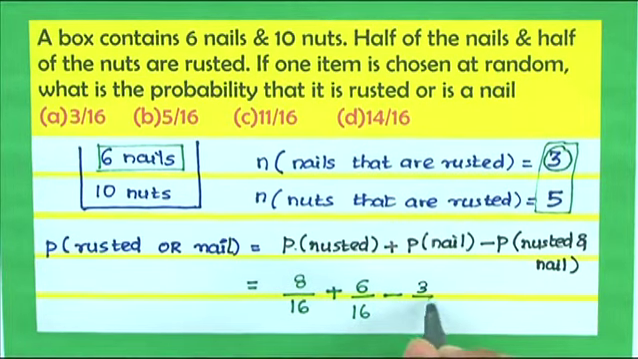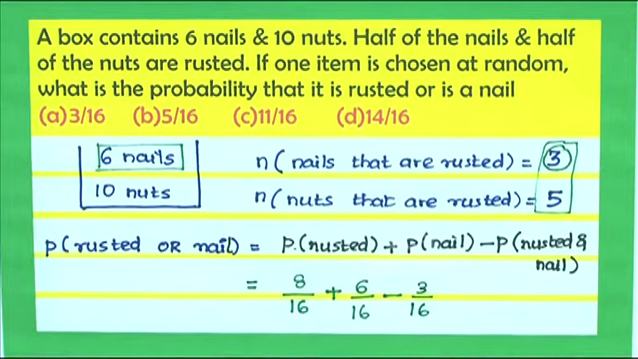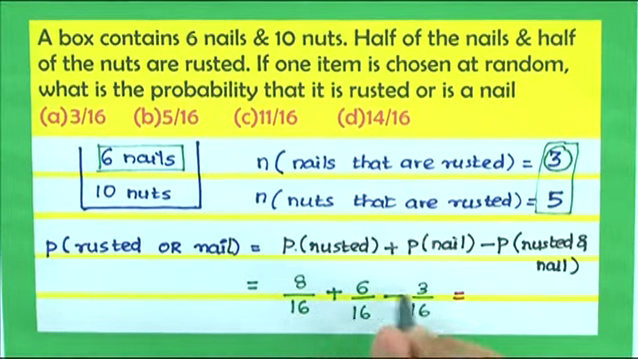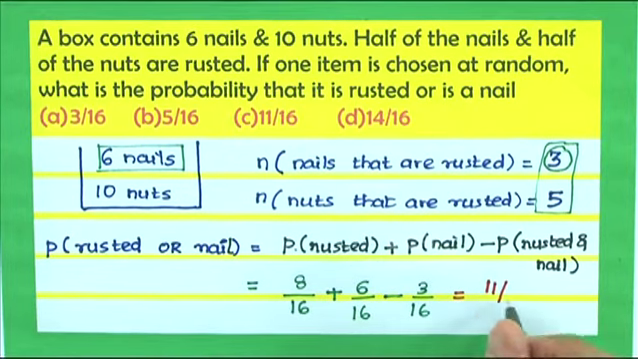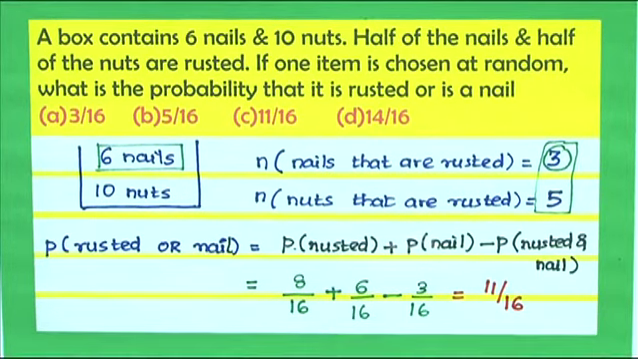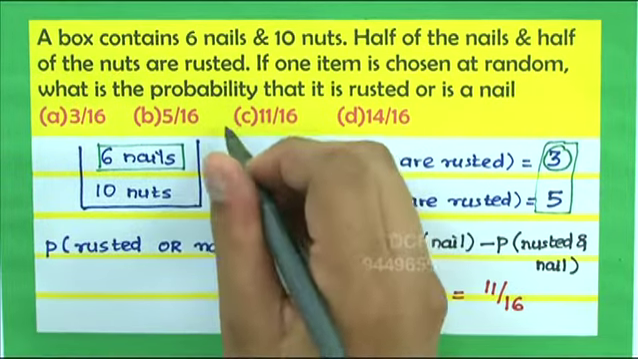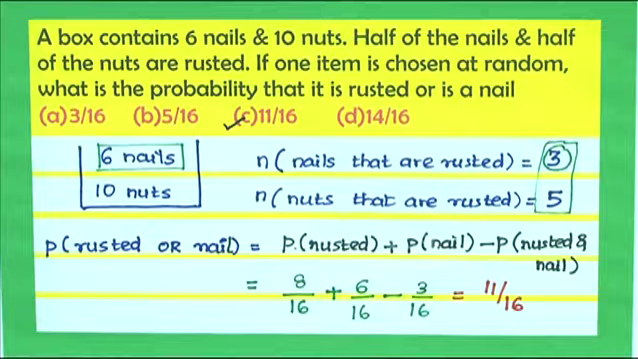So that's 3 divided by 16, and we can clearly see that it's going to be 8 plus 6, that's 14, 14 minus 3, 11. So 11 divided by 16. Therefore the right answer for this particular question is going to be the third option, which is 11 by 16.